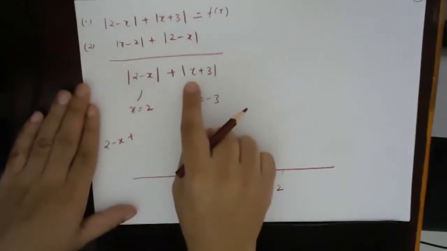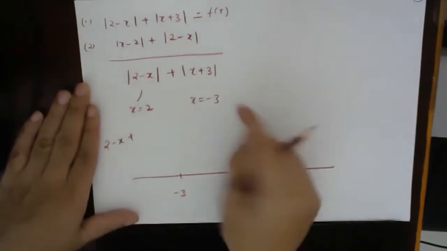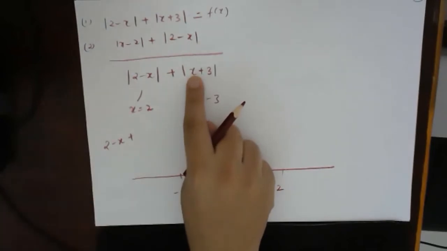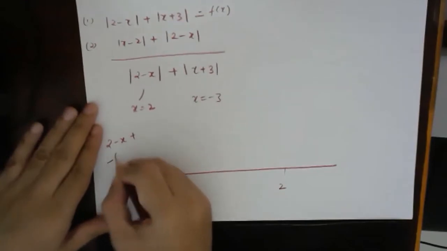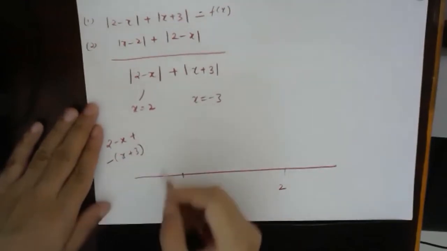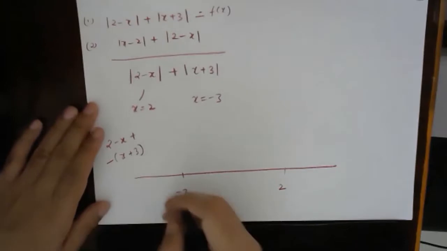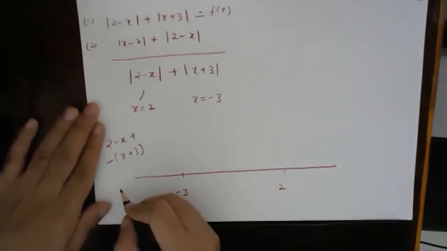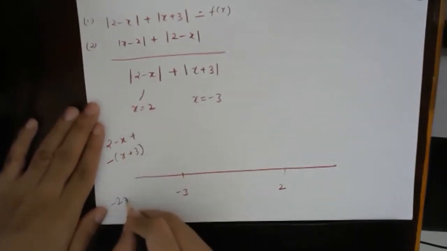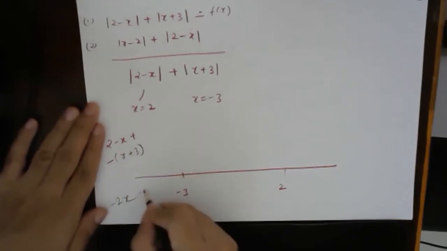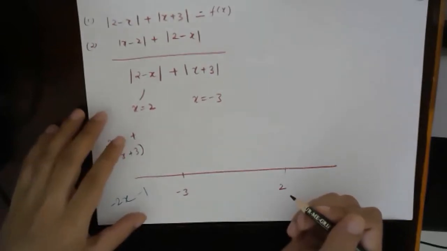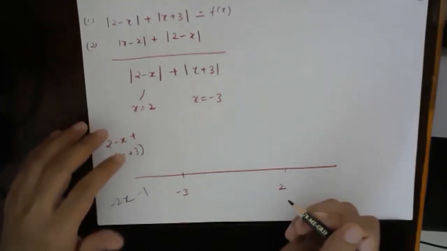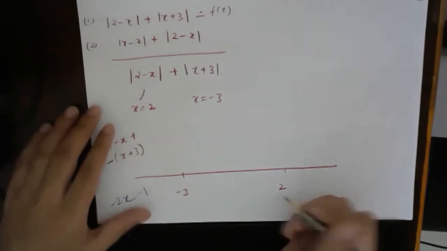Before minus 3, suppose I take minus 10. Then x plus 3 becomes minus 7, negative. So the mod will open with a negative sign. So this will become minus of x plus 3. So overall the function here becomes, bacho, minus 2x minus 3 plus 2, which is minus 2x minus 1. Very good. Many of you have got it correct. Excellent. Ishwar, Girish, very good.